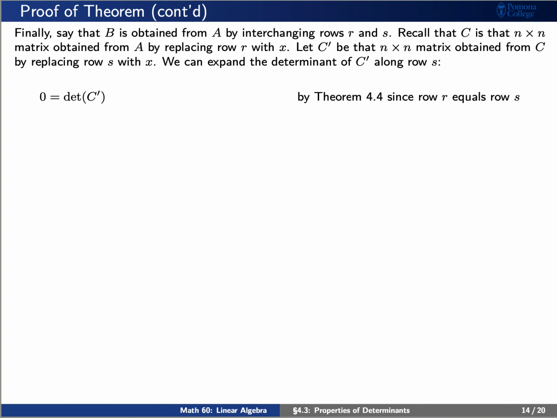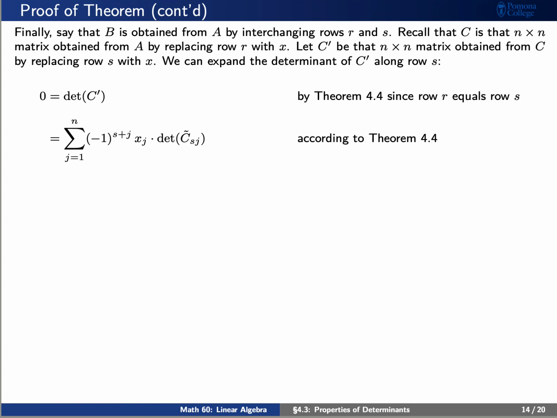Well, as just mentioned, the two rows of C prime are equal, namely row R equals row S, which is this linear combination x. But we're going to expand along row S. We see that row S contains the linear combination x. Otherwise, we can just cross out row S. This is the C sub Sj tilde. The reason why this is C instead of C prime is remember that C prime is obtained from C by replacing row S with x. So if we cross out row S, then we just find C sub Sj tilde.